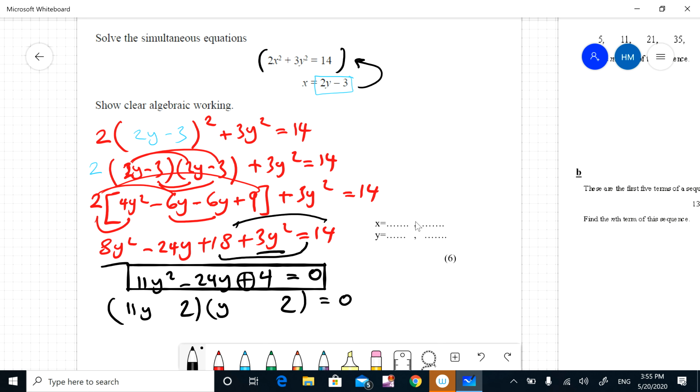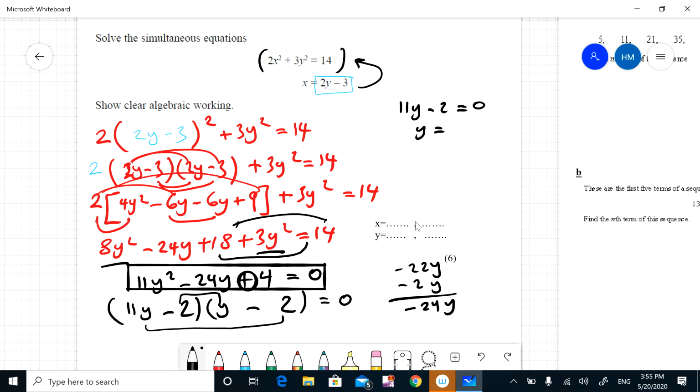Because 4 is positive, you have to put the same sign. To get negative 24, you have to put negative and negative. To check your answer, 11y multiplied by negative 2 is negative 22y, and negative 2 multiplied by y is negative 2y. If you add them, negative 24y, the term in the middle, which is right. So either 11y minus 2 equals 0.